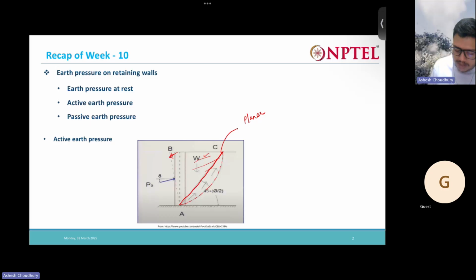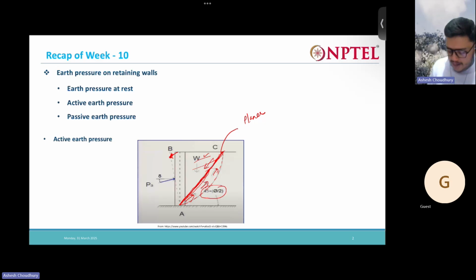So when the wall is moving away from the backfill, this failure soil wedge tries to slide down. Obviously, to resist this sliding, the shear resistance of the soil is mobilized. One more thing you have to notice here is that the boundary of the failure wedge makes an angle of 45 plus phi by 2 with the horizontal, where phi is the angle of internal friction.